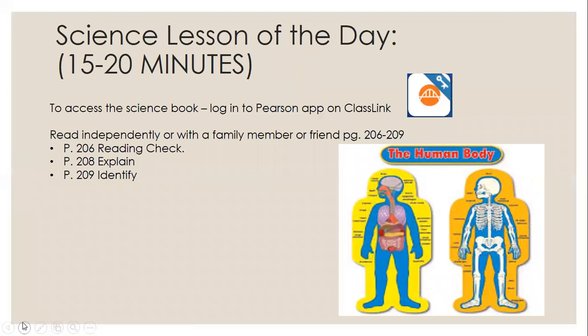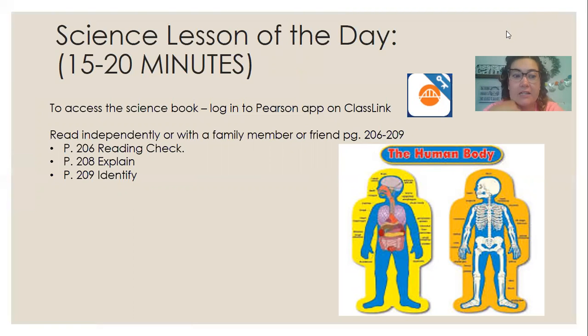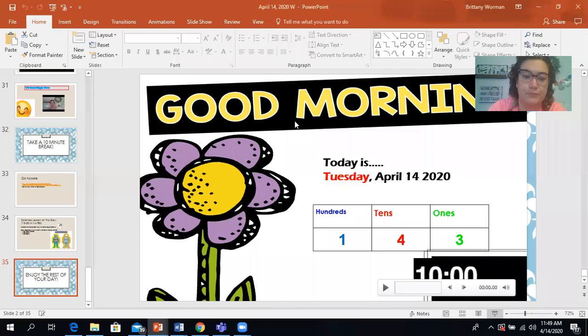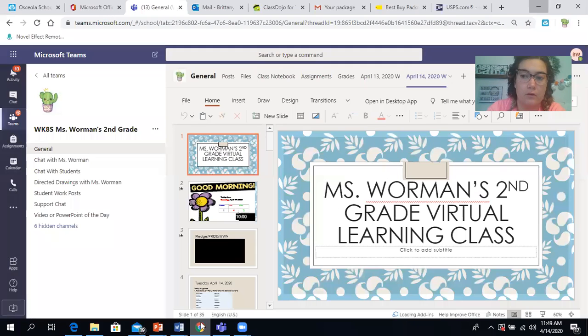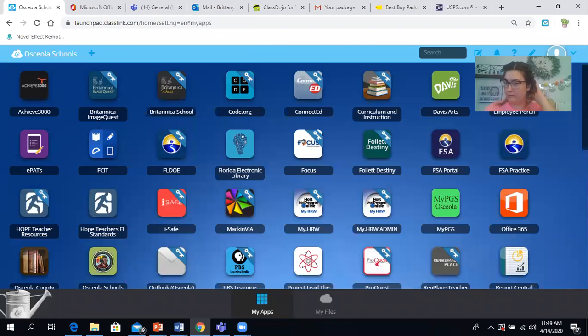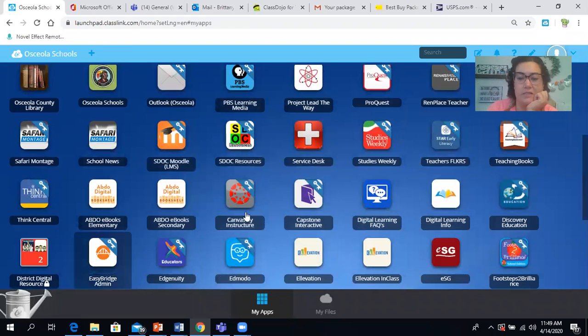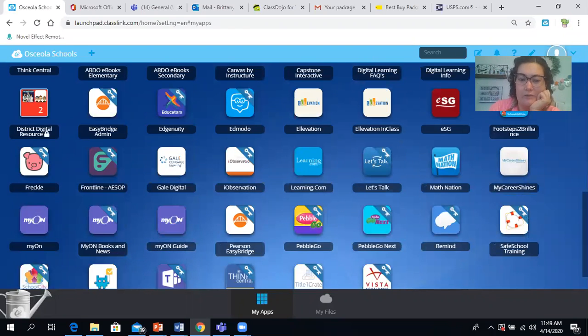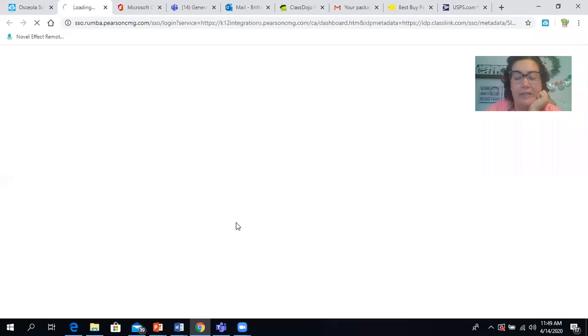Okay, science, I'm gonna show you how to get on Pearson. So let me share my screen. So you're gonna read pages 206, 208, and 209. There is a form activity for science today. So when you go on to ClassLink, same thing, you'd go to Pearson. Now I'm logged into my account, so it'll be a little different, but I'll show you the pages anyway.